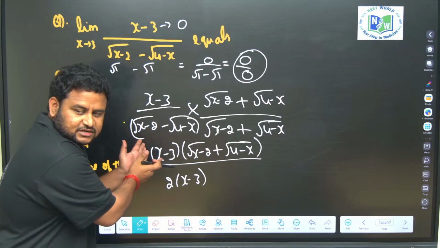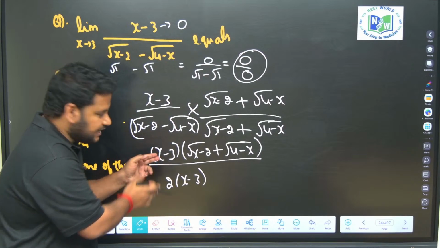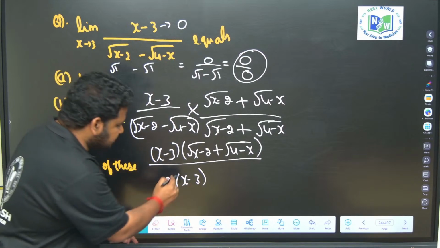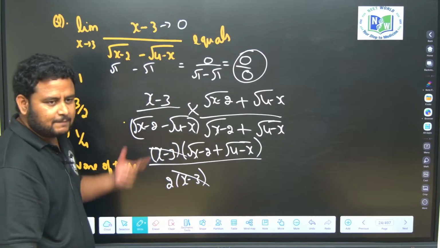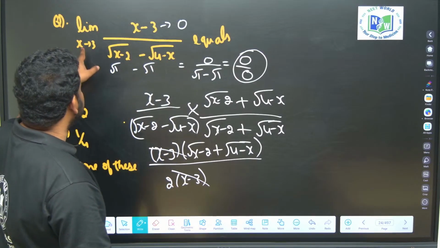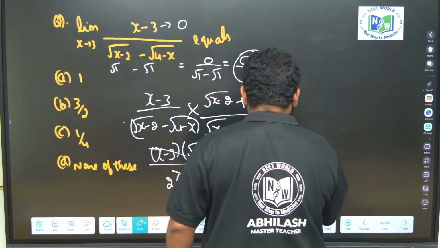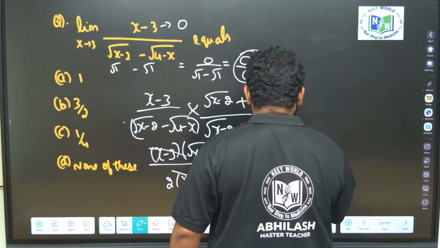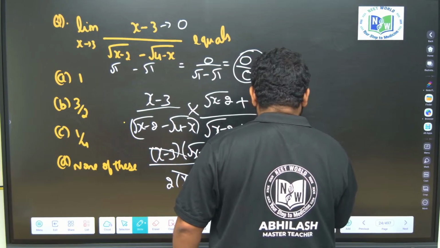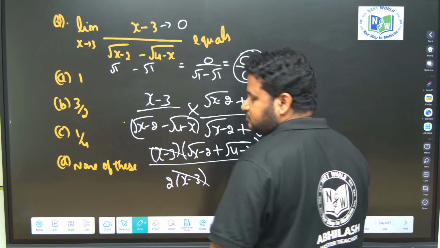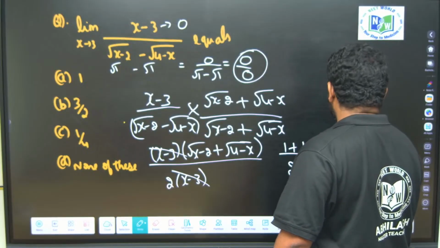So see here, what is in the numerator? I have x minus 3, and here also I have x minus 3. I can cancel. Now if I apply the limit, x tends to 3, so this will become square root of 3 minus 2, which is 1, plus square root of 4 minus 3, which is 1, over 2. 1 plus 1 is 2, so we get 2 by 2. The answer will be 1.